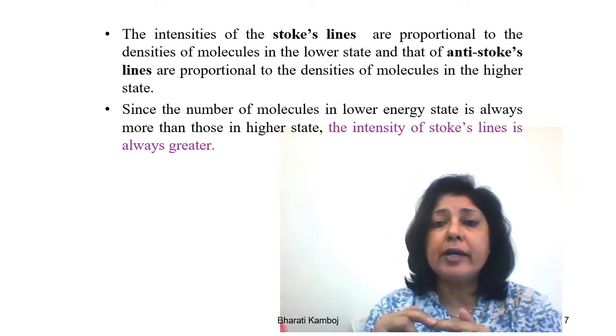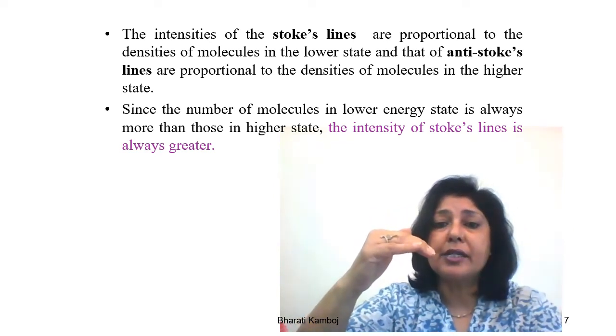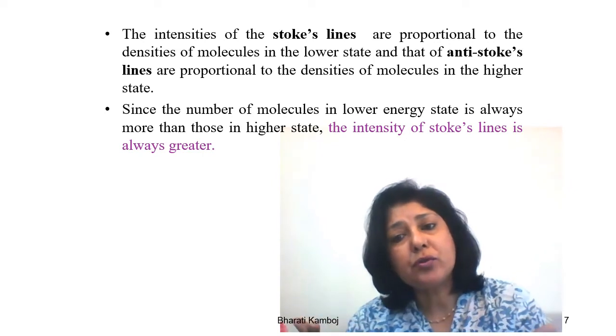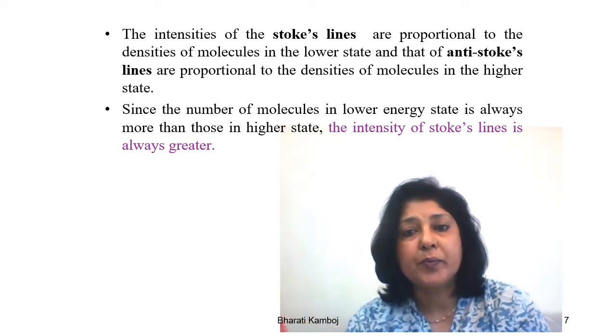The molecule will transition from higher energy state to lower energy state. So the intensity of anti-Stokes lines is proportional to the number of molecules in the higher energy state per unit volume.